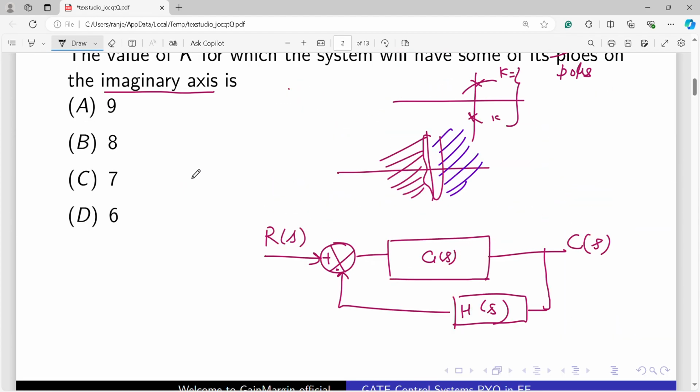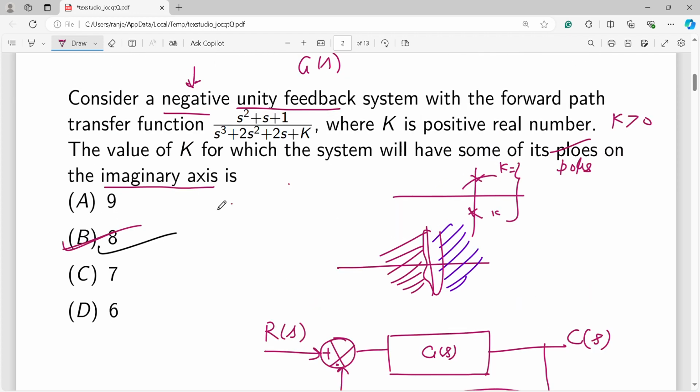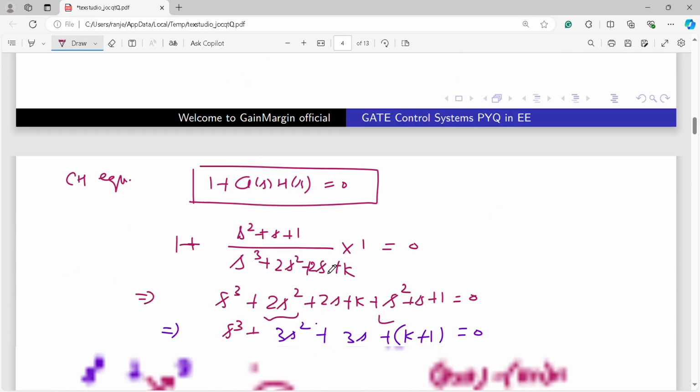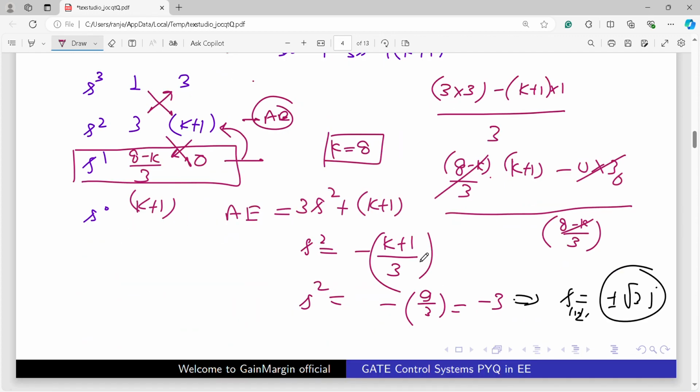So our question was: poles lie on the imaginary axis. At that time the k value will be 8. All right. So option B is the correct option. So be careful. Sometimes when we solve it, people mark option A, because sometimes in forming the k plus 1 here, they forget to subtract the 1 value. All right. So this is very important.